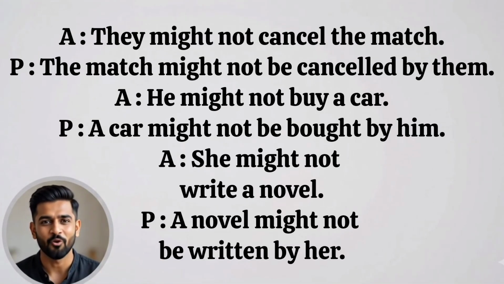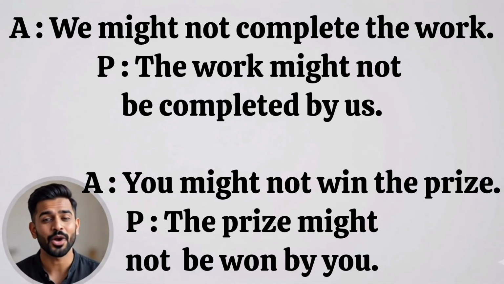36. They might not cancel the match. Passive, the match might not be cancelled by them. 37. He might not buy a car. Passive, a car might not be bought by him. 38. She might not write a novel. Passive, a novel might not be written by her. 39. We might not complete the work. Passive, the work might not be completed by us. 40. You might not win the prize. Passive, the prize might not be won by you.